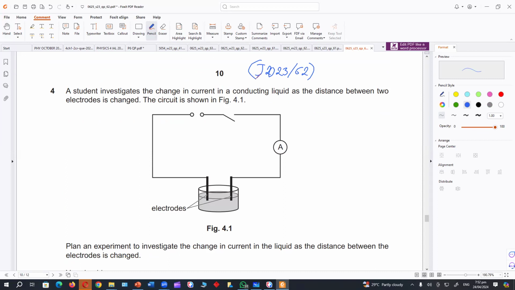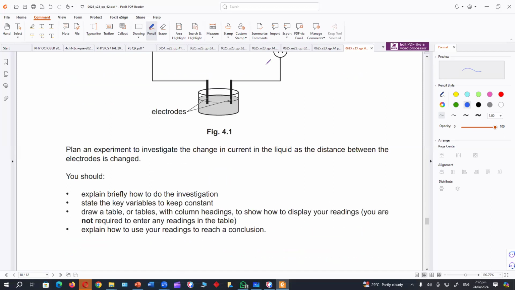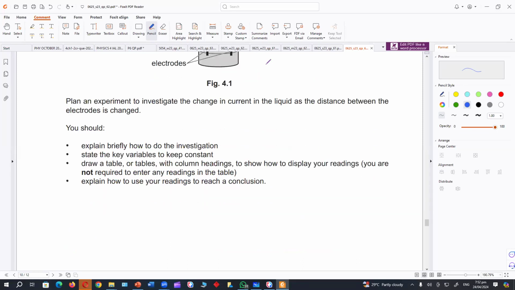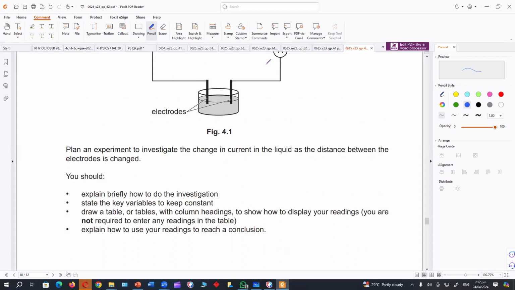A student investigates the change in current in a conducting liquid as the distance between two electrodes is changed. Explain briefly how to do the investigation. State the key variables we can use.